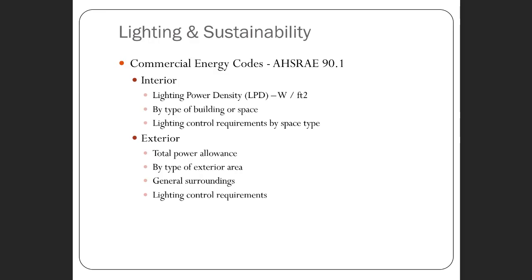Also, the energy codes that apply to commercial spaces, again, will have stipulations for the amount of energy that can be used for lighting. Quite often they will have what's called a lighting power density. So the code will ultimately say this is how many watts of lighting you can have installed per square foot of space.